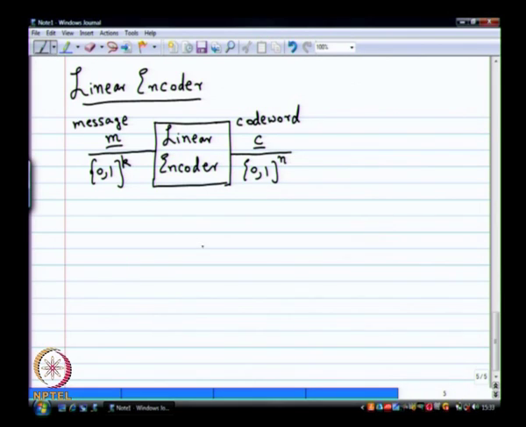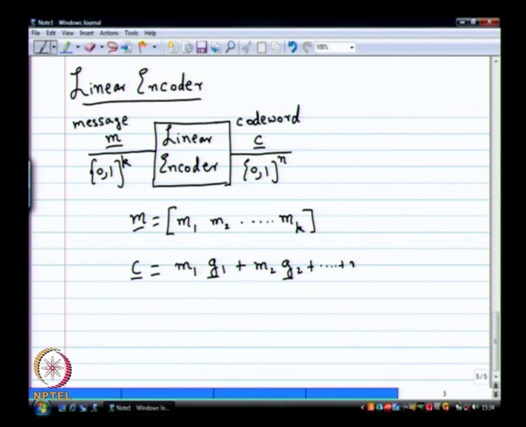There are various ways of describing a linear encoder, so I'm going to take a very simple description. The message m is going to be k bits, which I'll call m1, m2, and so on till mk. The linear encoder computes the code word c by taking m1, multiplying it by some vector which I'll call g1, and then adding m2 times another vector g2, and so on till mk times another vector gk.